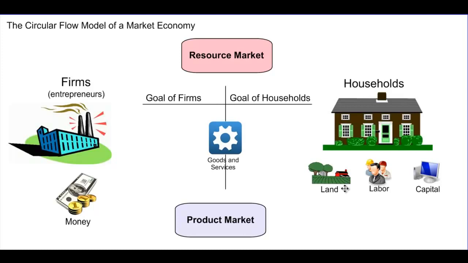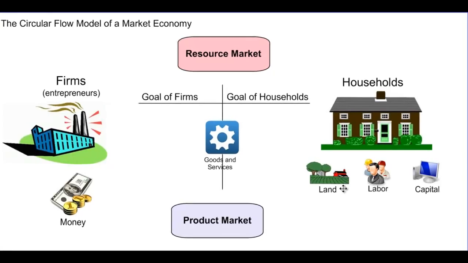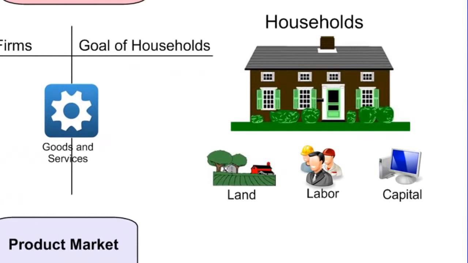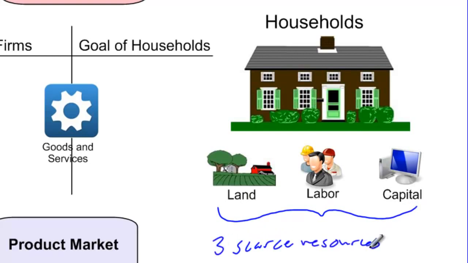So let's start off with a couple of definitions here. First, let's look at the household side of our graph. We see that households possess three scarce resources. Now, you'll recall from a previous lesson that something is scarce when it is both desired and limited in supply. In the case of land, labor, and capital, these are all resources that exist in finite amounts in the world.